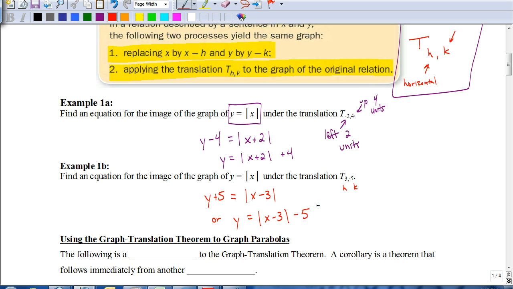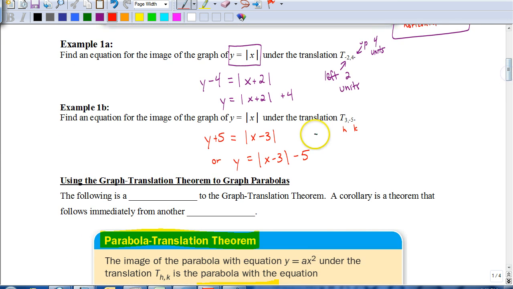Please don't try to combine these. We have to put that negative 5, the minus 5, outside of the absolute value. Or you could leave it in the form y plus 5 equals absolute value of x minus 3.